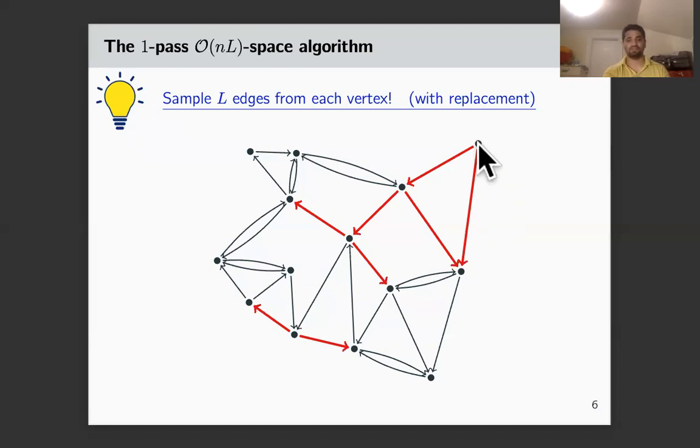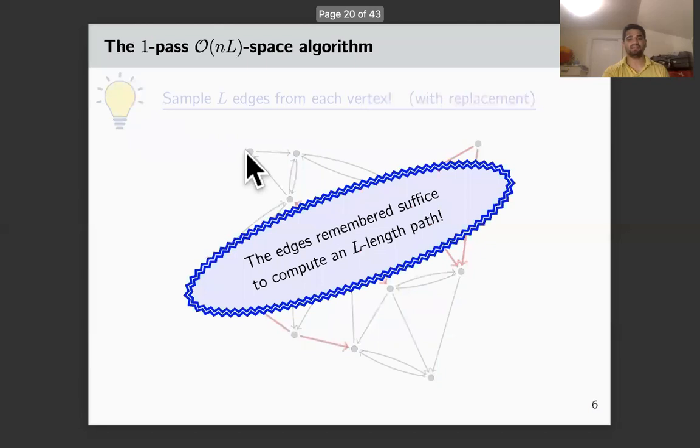So if L is 2, then from this vertex you have these 2 edges, from this vertex you have these 2 edges. I'm not showing all the vertices because that will make the picture very cluttered. But for any vertex in the graph, you sample 2 edges, or L edges, uniformly at random with replacement. And I claim that once you remember these edges, you can stitch together a path of length L from any starting vertex. So it will be an SVO algorithm. Given any starting vertex, the remembered edges suffice to stitch together an L length path.